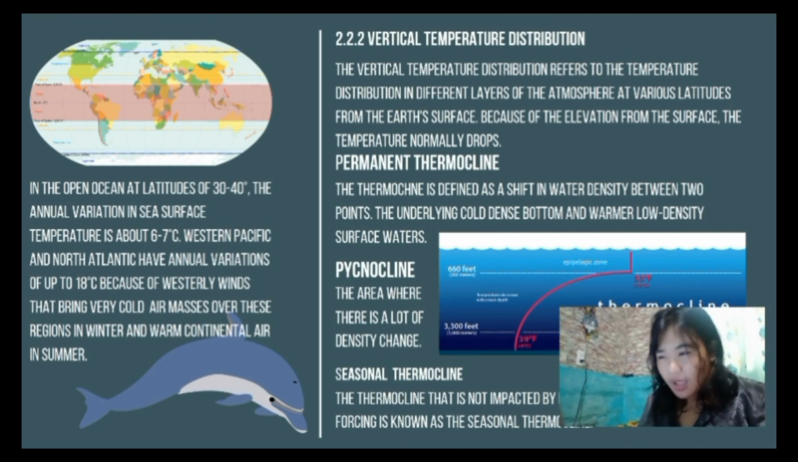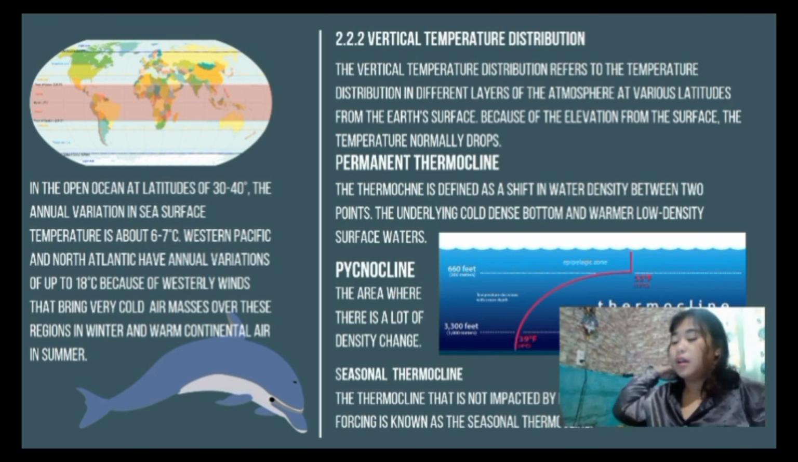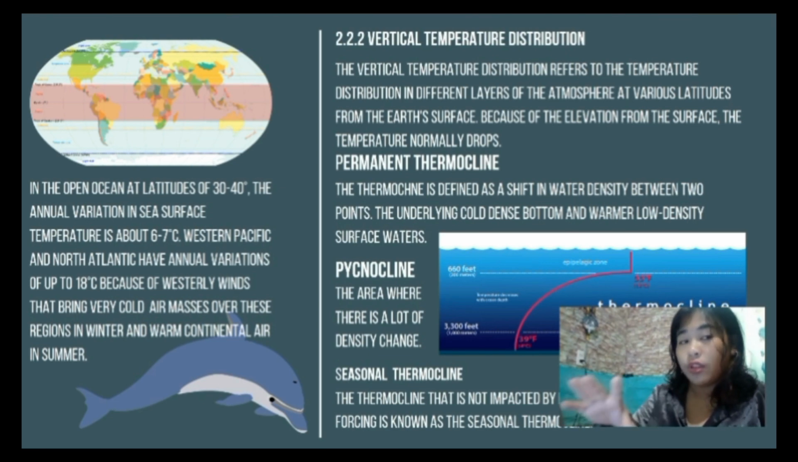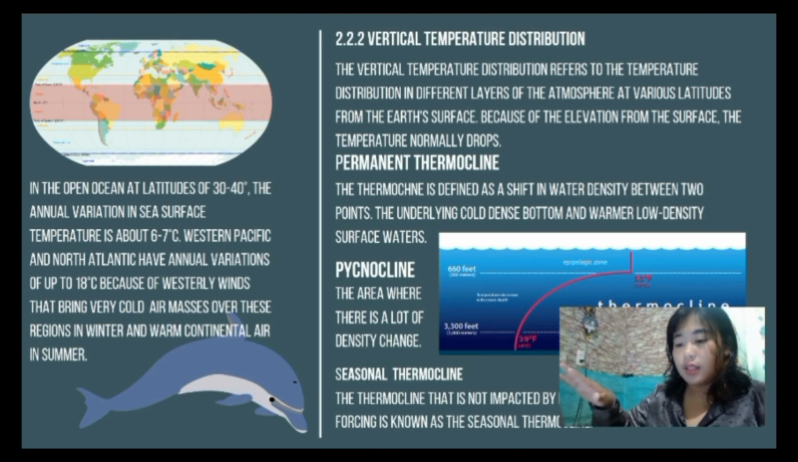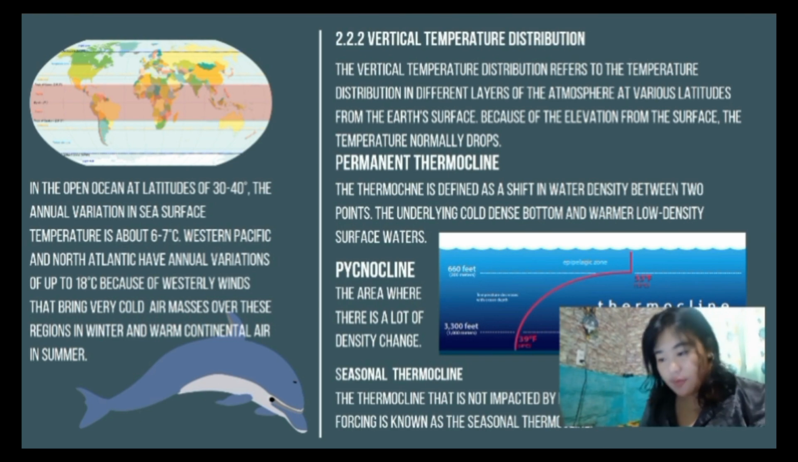thermocline. Thermocline is defined as a shift in water density between 2 points of the underlying cold dense bottom and the warmer low density surface of the water. So as I explained in the first part, the thermocline is the part where warm water is above it, and the bottom of the thermocline is the cold part of the ocean. So there is a shift between the two of them.